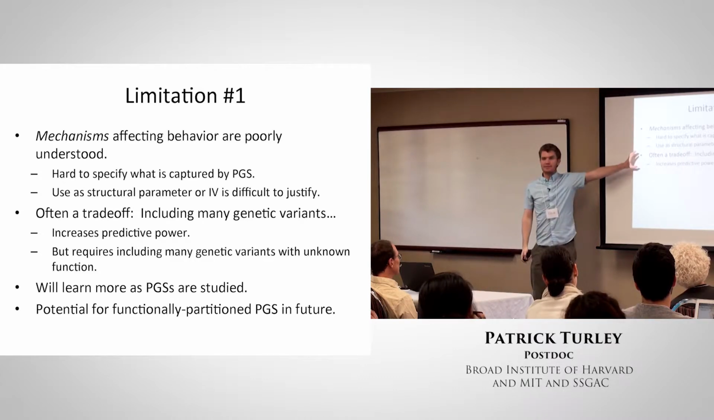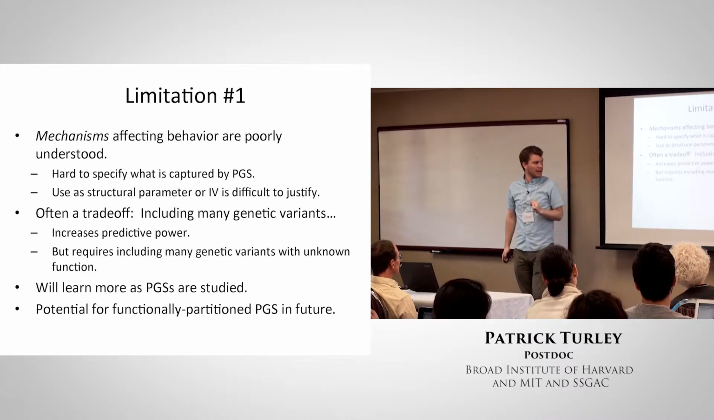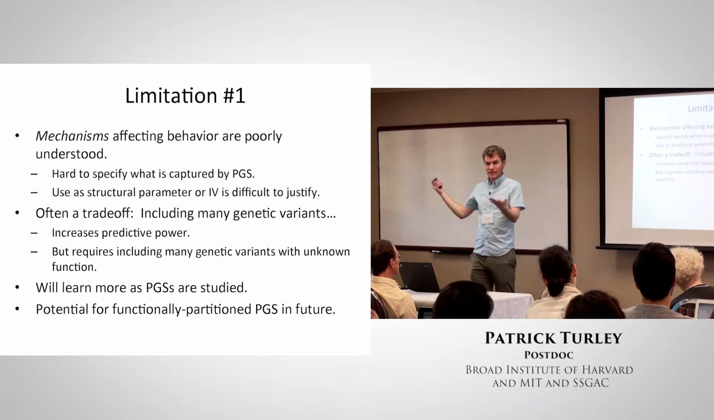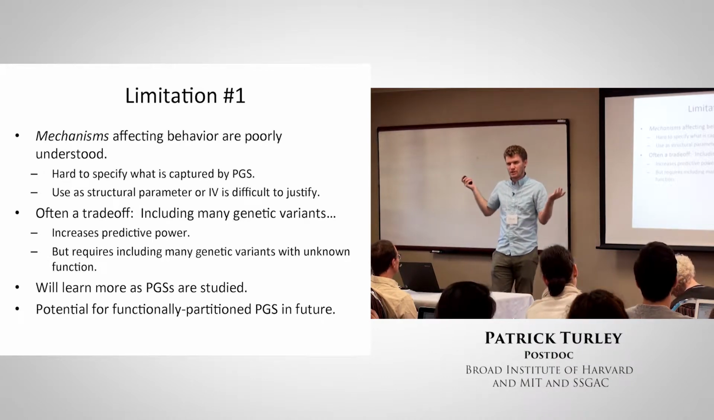But there is some trade-off, right? If you have a polygenic score, you're going to have a lot more predictive power. So that's great. On the other hand, we don't really know what it's doing, so that's hard.